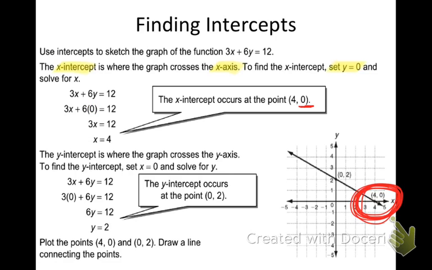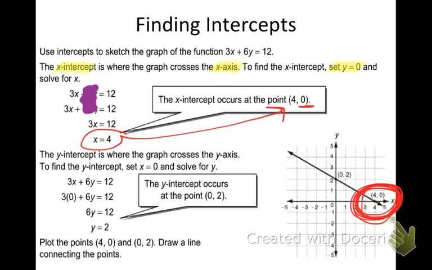This is what I call the cover-up method. In order to find the x-intercept, guess what? I'm just going to cover up the y. In order to find the x-intercept, I just cover up the y and I solve. I have 3x equals 12. What's x going to equal? 4. So my coordinate is 4, 0.